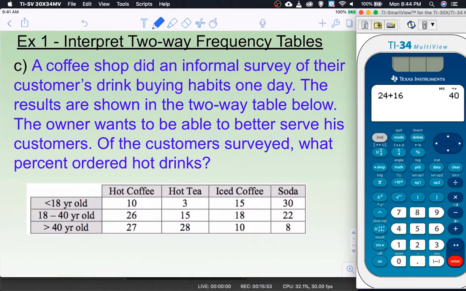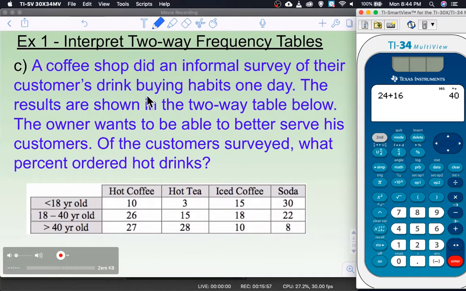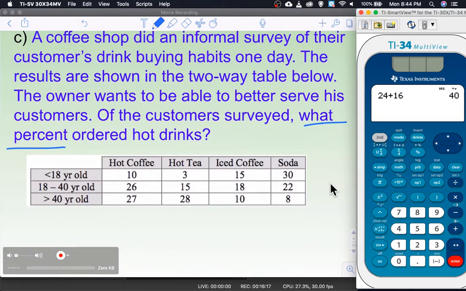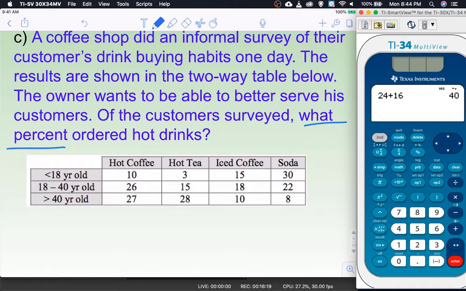Letter C. A coffee shop did an informal survey of their customers' drink buying habits one day. The results are shown in the 2A table below. The owner wants to be able to better serve his customers. Of the customers surveyed, what percent ordered hot drinks? So that's your question. Of the customers surveyed, what percent ordered hot drinks?